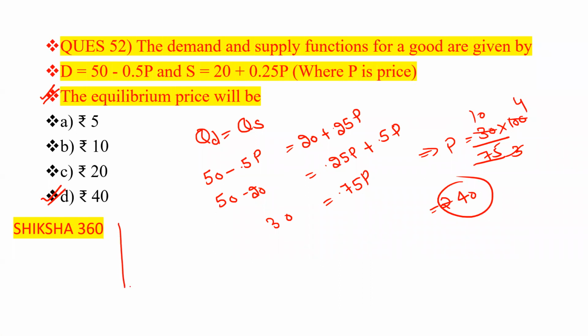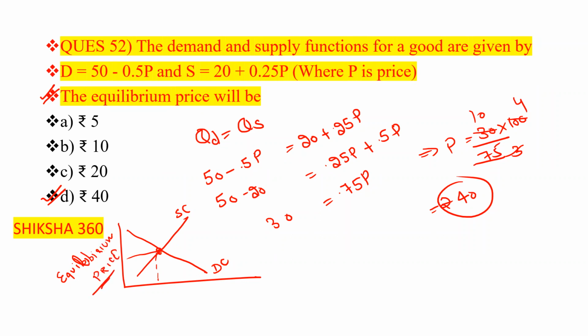So let's understand. This one is our demand curve, and this one is our supply curve. Where they meet, that will be the equilibrium price. This one is the equilibrium price. Now move to the next question.